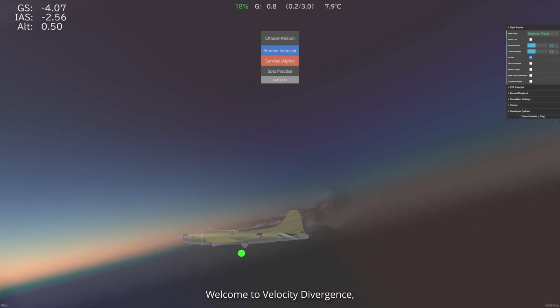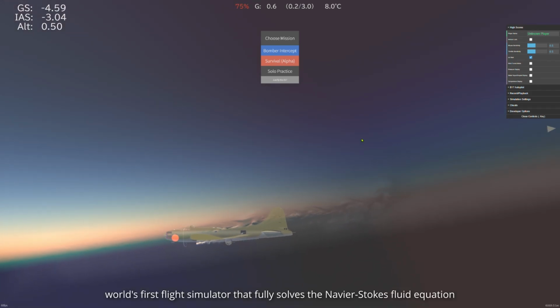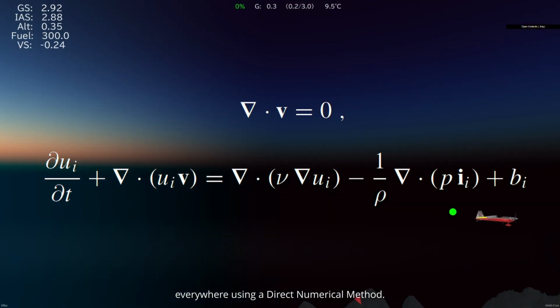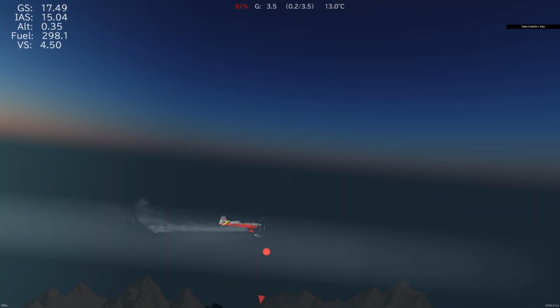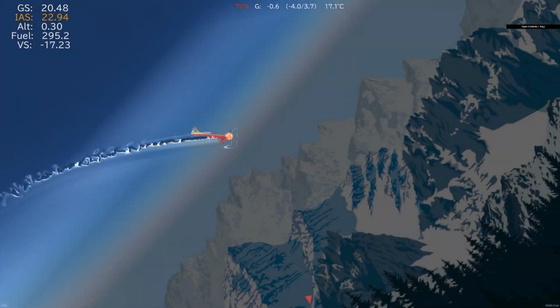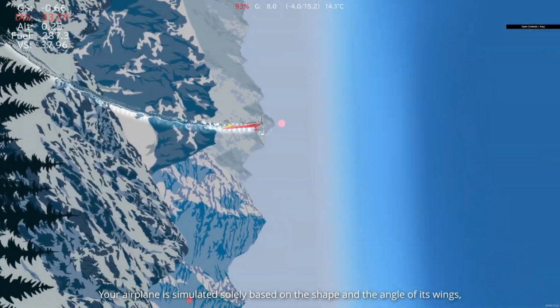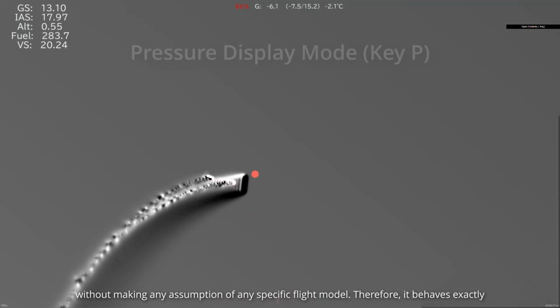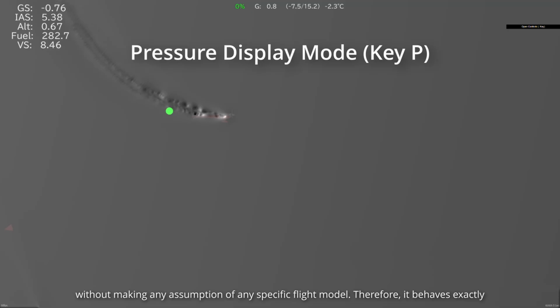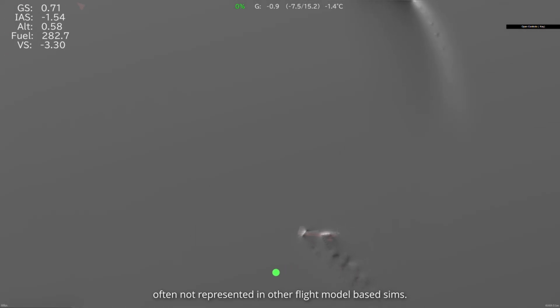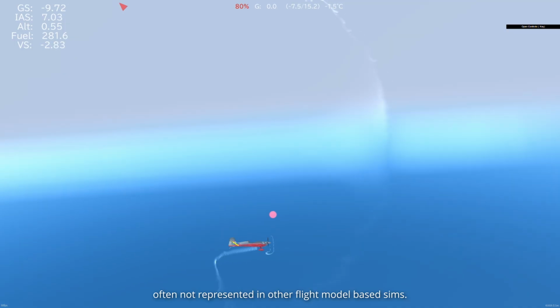Welcome to Velocity Divergence, the world's first flight simulator that fully solves the Navier-Stokes fluid equation everywhere using a direct numerical method. Your airplane is simulated solely based on the shape and the angle of its wings, without making any assumption of any specific flight model. Therefore, it behaves exactly like an airplane would in the real world, even in situations such as tailslide and tumble, often not represented in other flight model based sims.